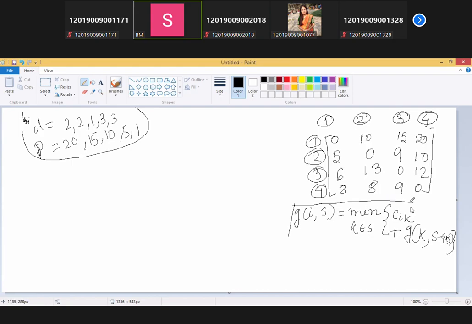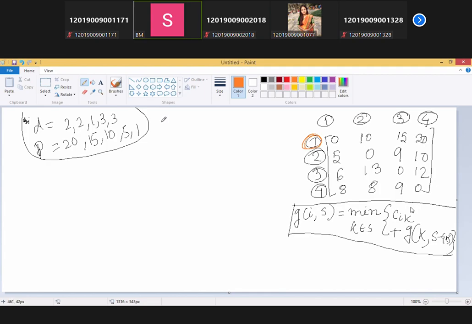What we need to find is what can be the minimum cost. Now, say you are starting from this point, that is 1. Okay. Now, how does this formula have to be written?